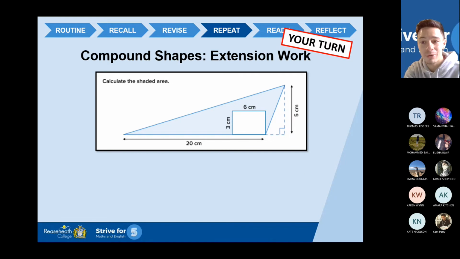So you are allowed to use a calculator. There are 3 shapes I want you to work out the areas for. Show me what you can do. Get stuck in. Let me know once you're finished. And then hopefully by then it's approaching about 10 to 12 and we'll be able to have a nice lunch.